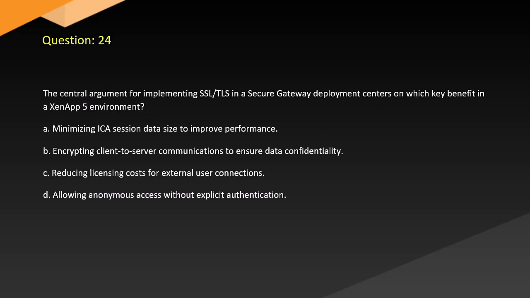Question 24. The central argument for implementing SSL in a secure gateway deployment centers on which key benefit in a XenApp 5 environment? A. Minimizing ICA session data size to improve performance. B. Encrypting client-to-server communications to ensure data confidentiality. C. Reducing licensing costs for external user connections. D. Allowing anonymous access without explicit authentication.